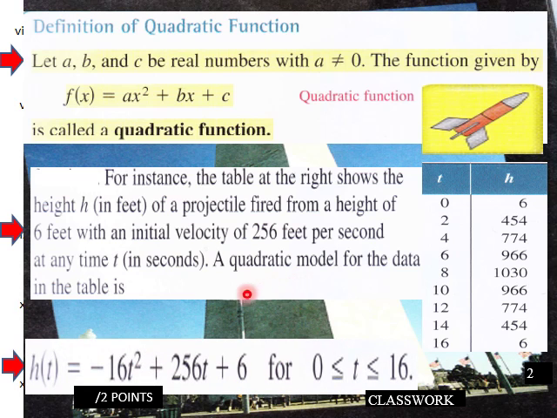A quadratic model for the data in the table is right here. Here is our quadratic function that you derive these values from. And then our t is up to 16, so it's up to 16, I'm sure in seconds. And then these are the values that you acquire using this function here.